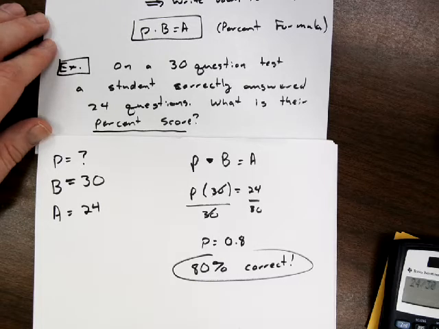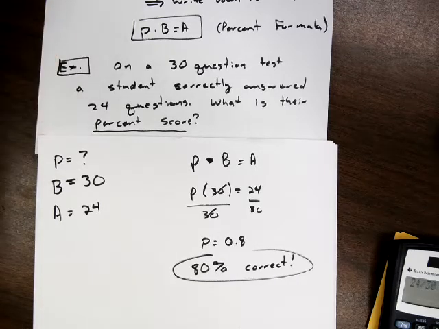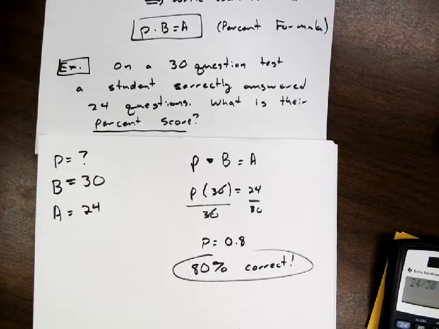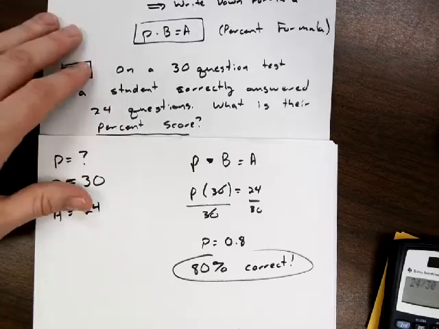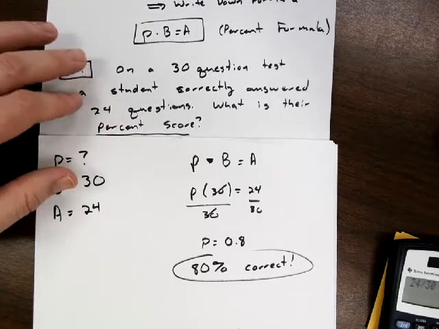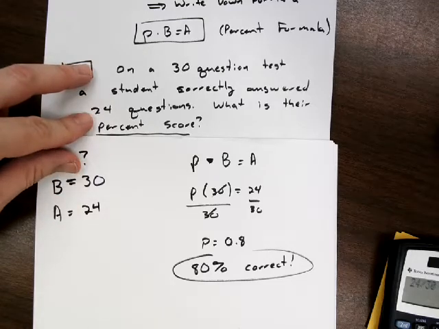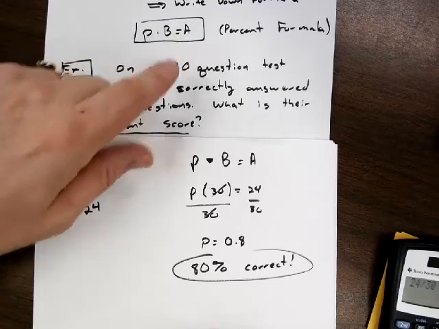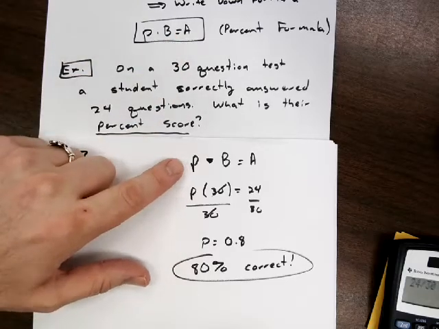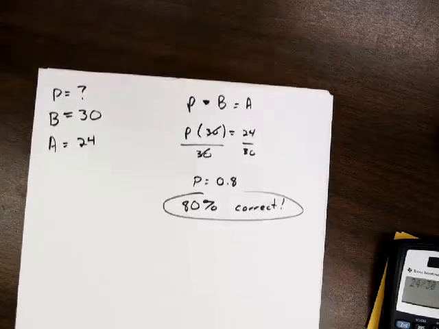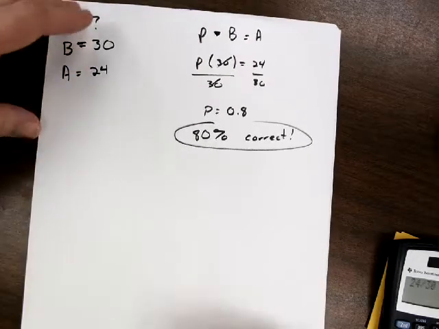Okay, let's do another example. When we're doing this, the main thing we're going to do is look for what's telling us which pieces of our formula we have. So, let's see.